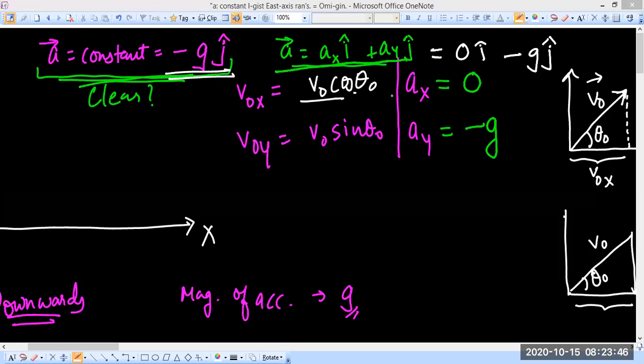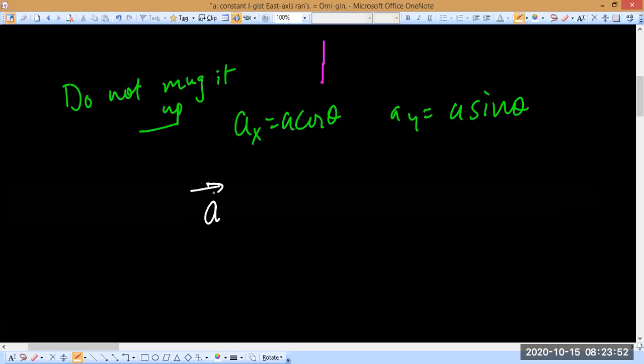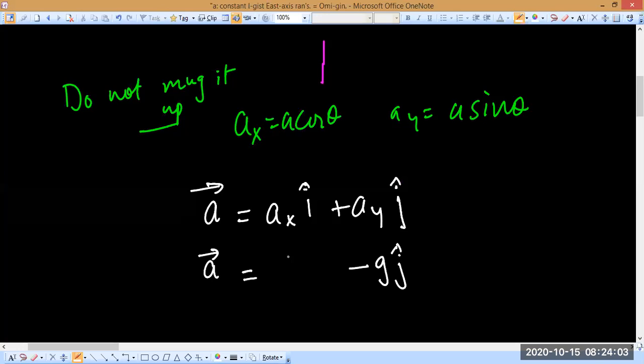Okay, some people are still having a problem. Let me explain it again. It's not difficult. You know that every vector can be written like this in form of components. And here we know that this is equal to minus G J caret. And I is not written, it means it's 0.